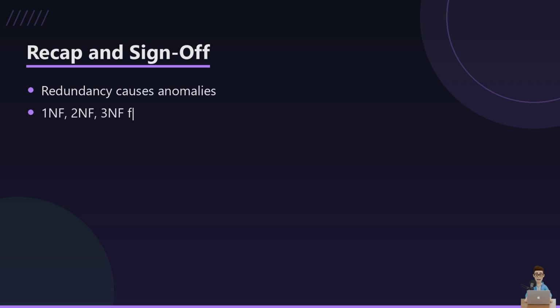So here is the whole story. Redundancy causes anomalies, and normalization removes redundancy by giving every fact one home. Walk any table through 1NF, 2NF, and 3NF, and your schema will be clean and trustworthy. That's it. You have got normalization down.